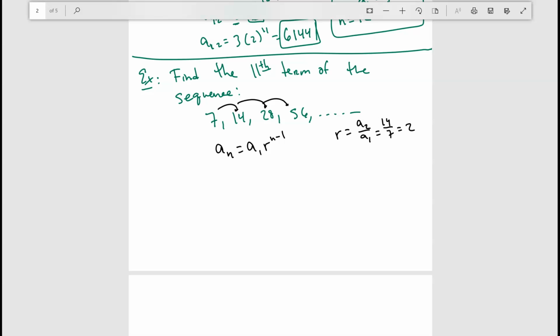So now we're going to plug everything in. a_1 is going to be 7, and then n in this case, we're looking for the 11th term, so it's going to be 11. So we're going to have a_11 equals 7 times 2 to the power of 11 minus 1. So this is going to give me 7 times 2 to the 10th power. So again, I'm going to use my calculator. 7 times 2 to the power of 10. That's going to give me 7,168. That's going to be my answer for the 11th term.